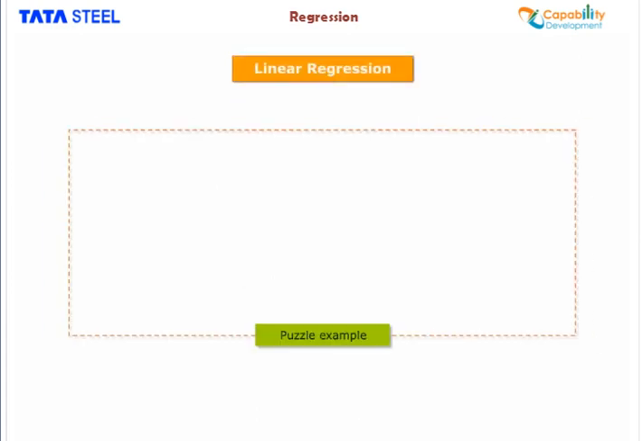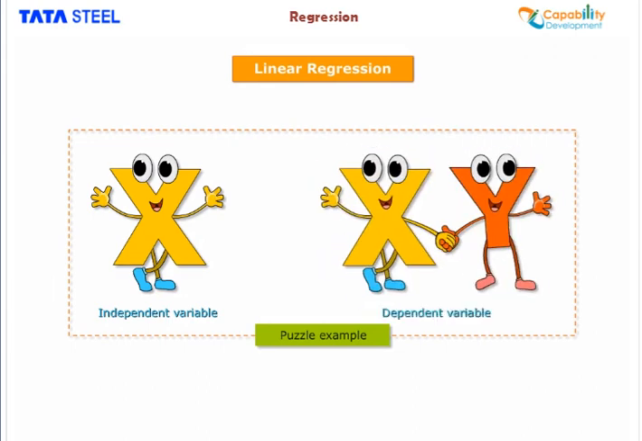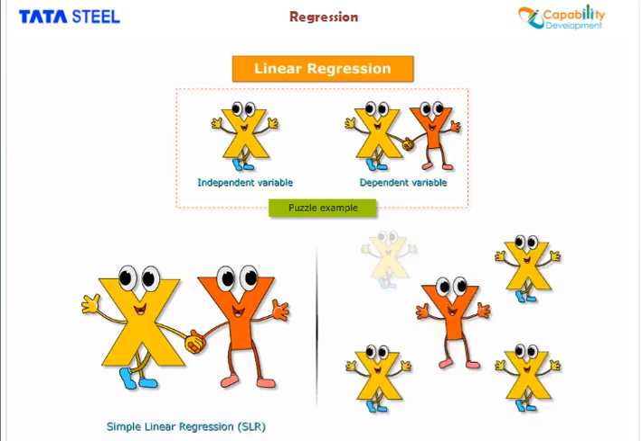In the puzzle example, x is the independent variable and y is the dependent variable. In linear regression, y has a continuous range, unlike classification or logistic regression where y is discrete. If the number of independent variables is only 1, then it is simple linear regression, SLR. In case there are multiple independent variables, all of which impact the dependent variable, then it is a case of multiple linear regression, MLR.